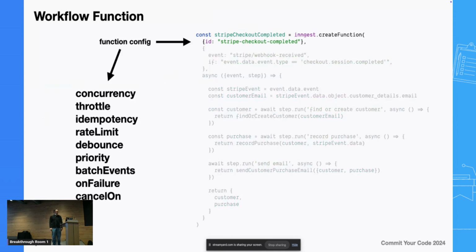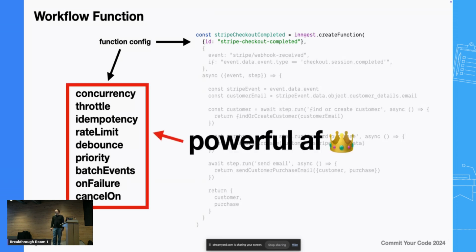Here's the config. You can do all sorts of really amazing things. And this is where you could roll your own event-driven workflow system, no doubt. But adding concurrency, the ability to throttle, idempotency, rate limiting, debouncing, priority, batching events, what happens on failure, cancel on. Those things get really, really challenging to implement at any sort of scale beyond the trivial. And that's why I go with a service instead of trying to do this myself. It's super powerful at the end of the day. In the simple case, it's really useful. But once you start getting into this, you're like, oh, okay.